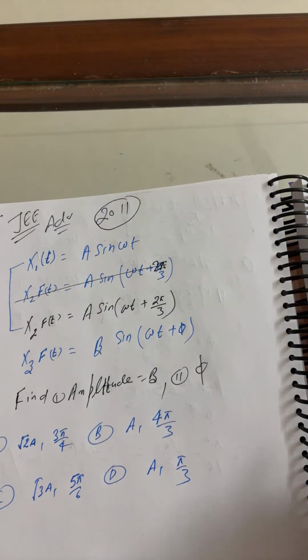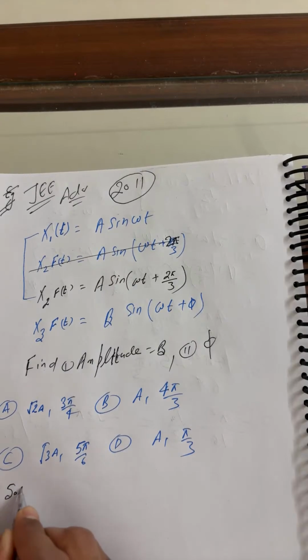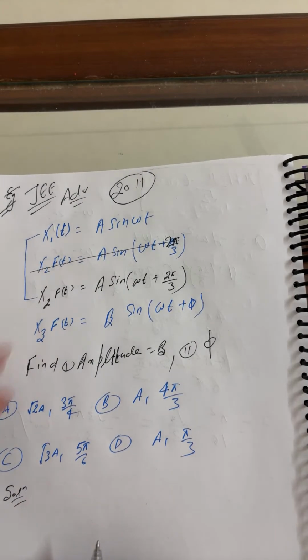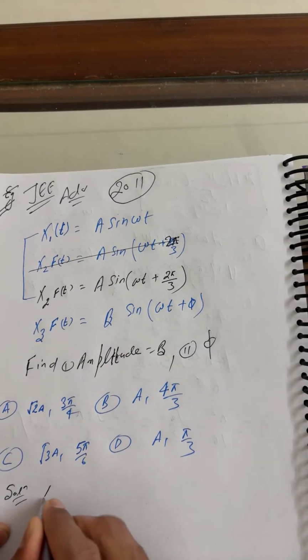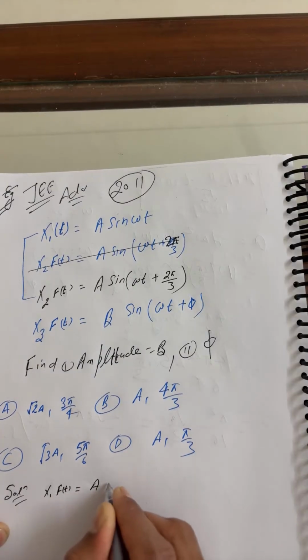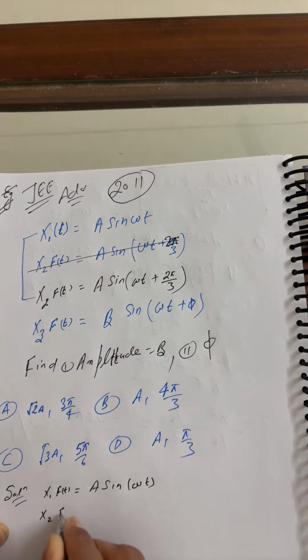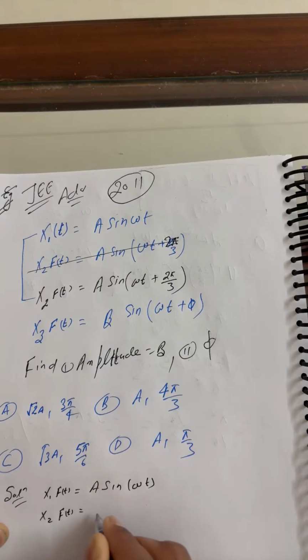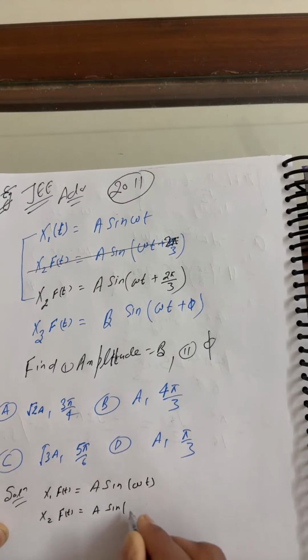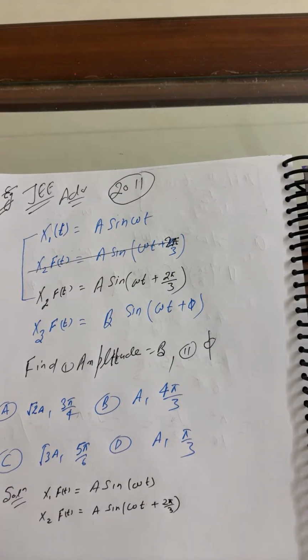Right. Listen carefully, my dear. So what can you say for this question? Have a look at the solution here, students. I'm going to rewrite the equations again. x1 as a function of time t is A sine omega t. x2 as a function of time t is A sine of omega t plus 2 pi by 3.